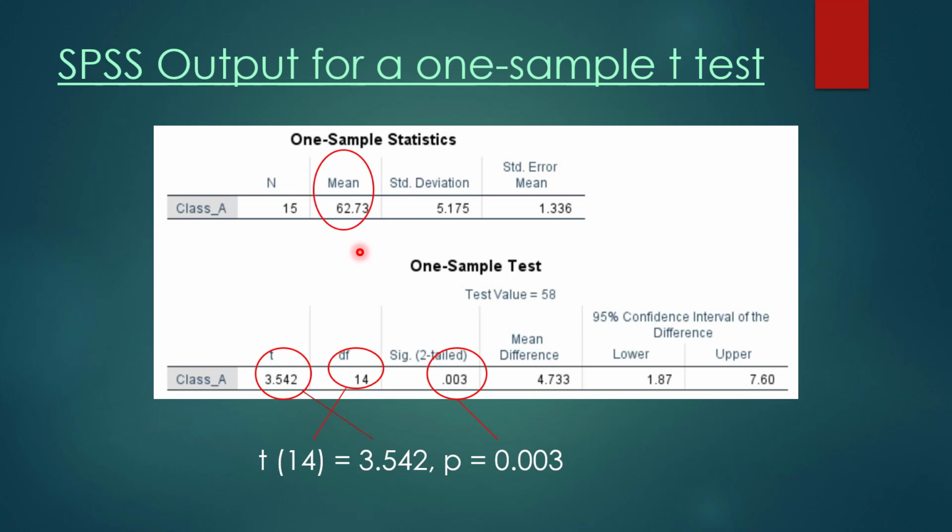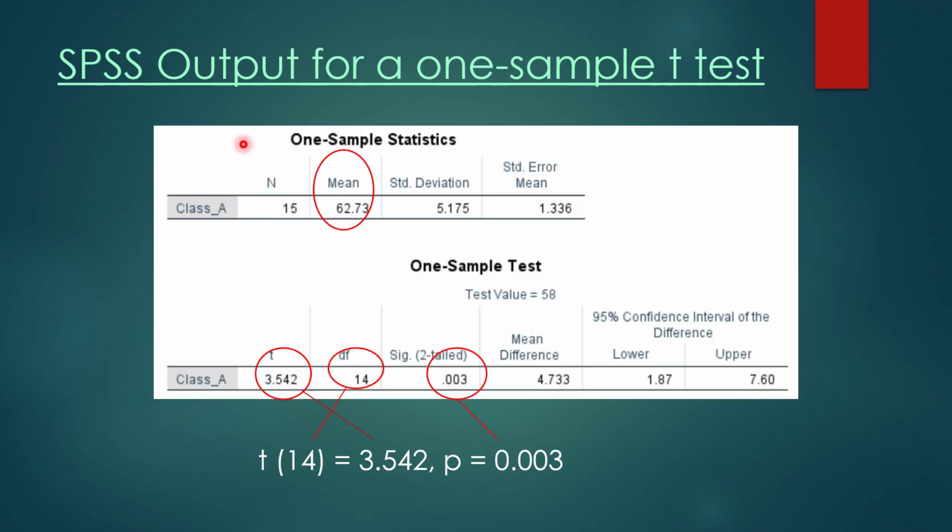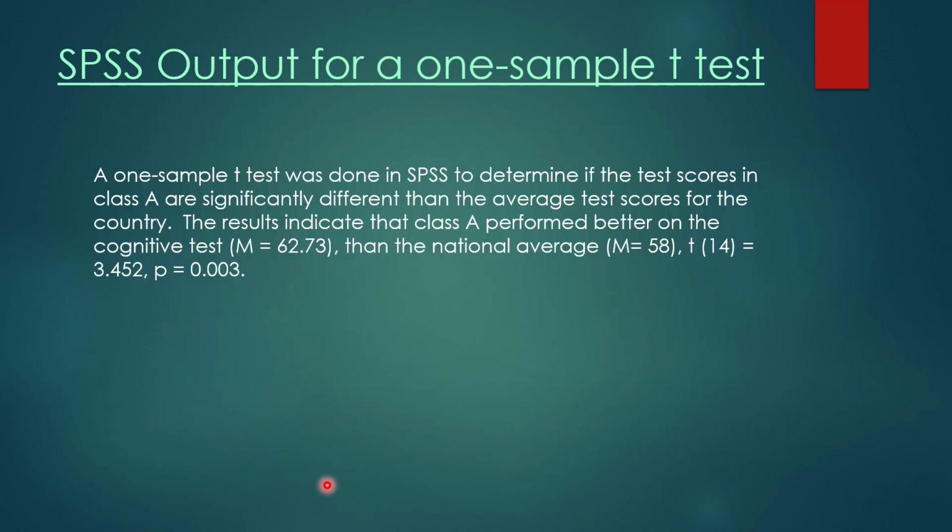And then just here's that mean. And that's important because all this information we're going to report on the next slide. I'm going to show you a little write-up of what it would look like. So here, this is just what I'm looking for in your SPSS assignment. A one sample t-test was done in SPSS to determine if the test scores in Class A are significantly different than the average test scores for the country. The results indicate that Class A performed better on a cognitive test, and there's the mean, than the national average. And then there I report the T. And if we go back to this slide, we can see that's the mean that I reported, and here's my reporting of my T statistic. And that's where I got that information.